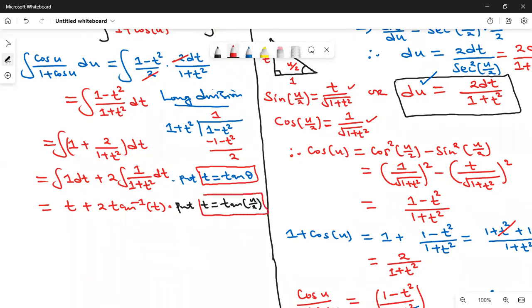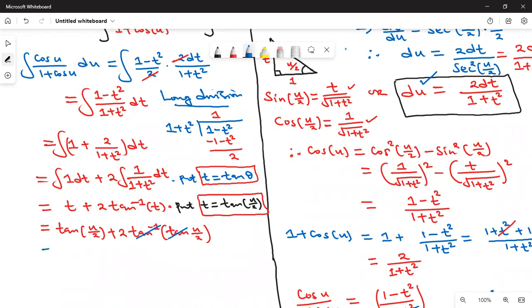So what will it give us? This will now give us tan u over 2 plus 2 tan inverse of tan u over 2. That's what we get. But you see, this can be simplified. Tan inverse of tan is an identity. So that's 2 times u over 2.